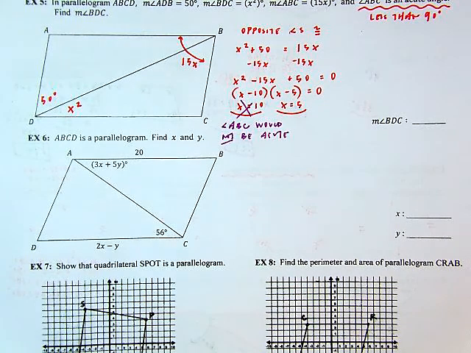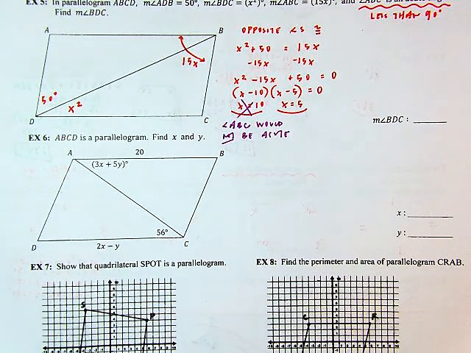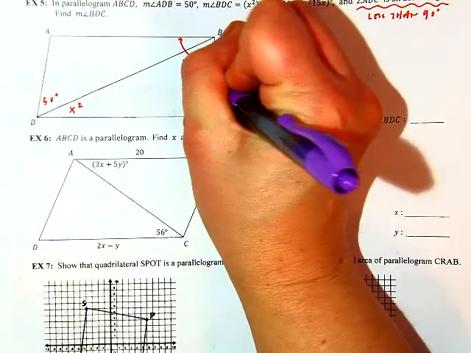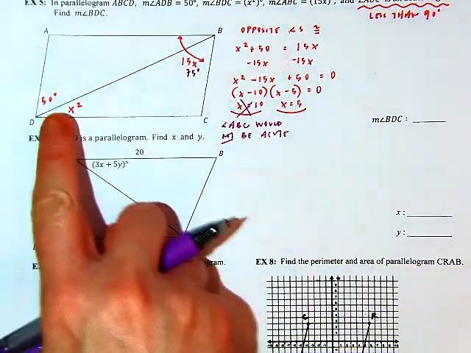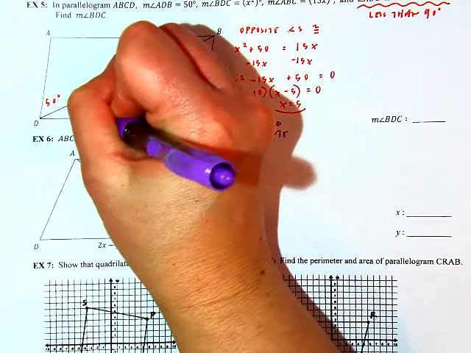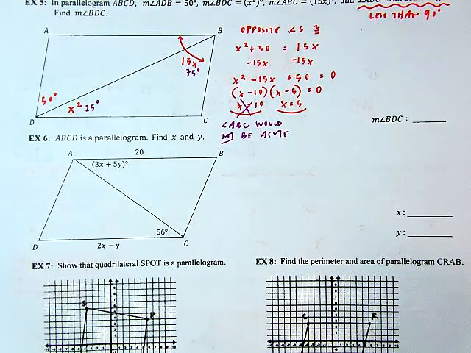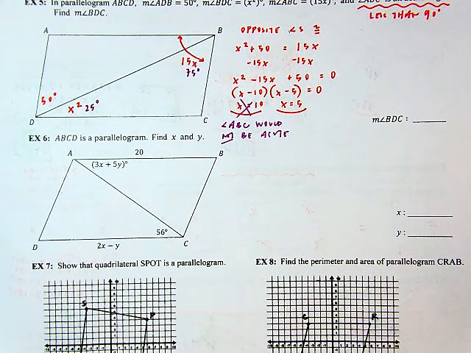Right, it would give a measure of 150, and it has to be less than 90. So let's try that 5. If I plug in a 5 times 15, this full measure would be 75. Okay, 5 squared would be 25. And that makes sense. My opposite angles would be congruent.